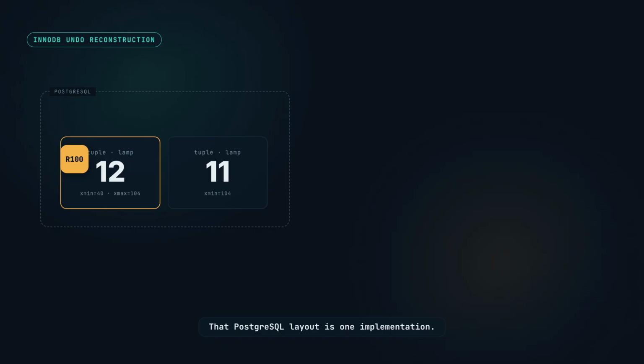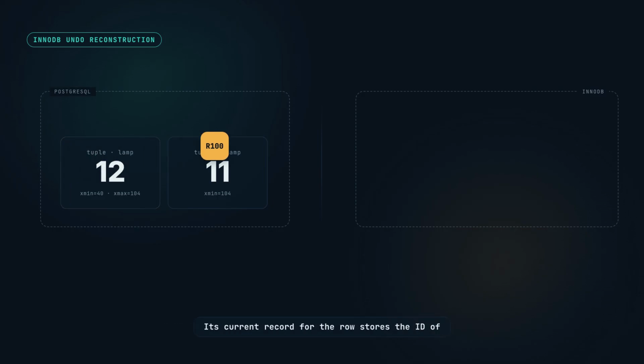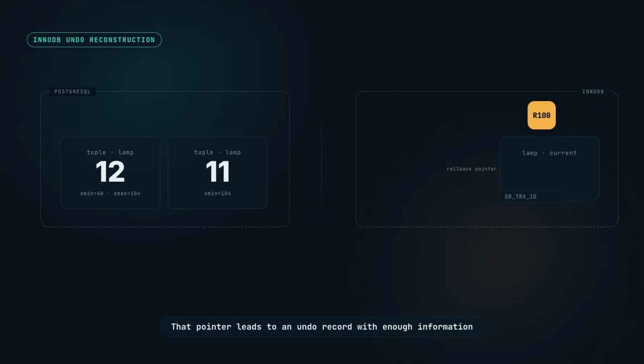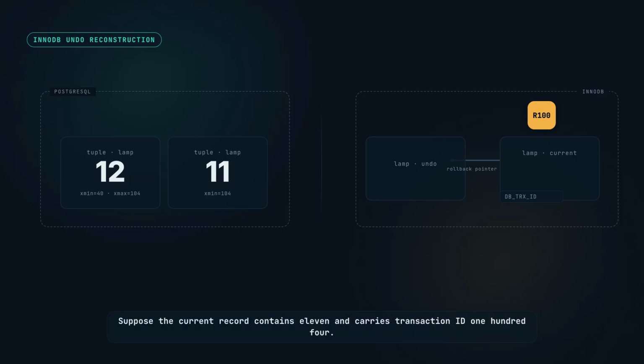That PostgreSQL layout is one implementation. It is not the definition of MVCC. MySQL's InnoDB engine can reach an older value a different way. Its current record for the row stores the ID of the transaction that last changed it. It also stores a rollback pointer. That pointer leads to an undo record with enough information to rebuild the earlier row.